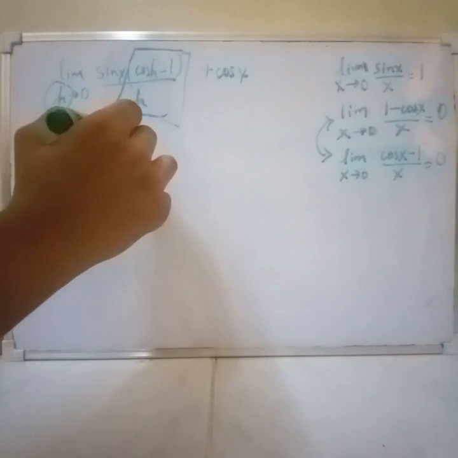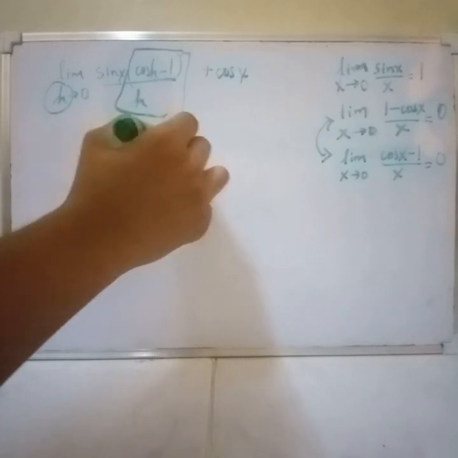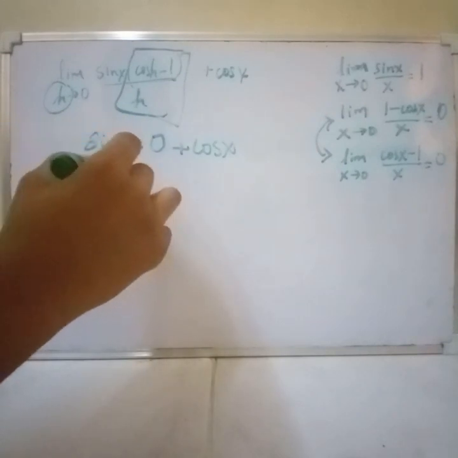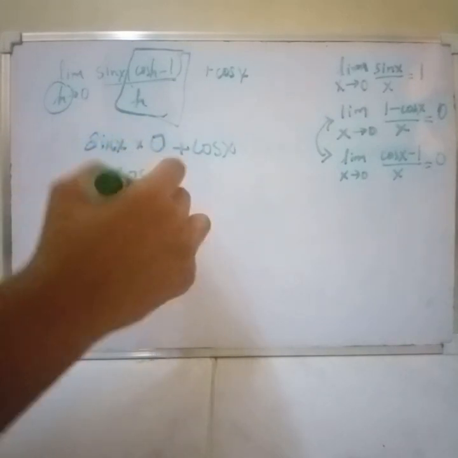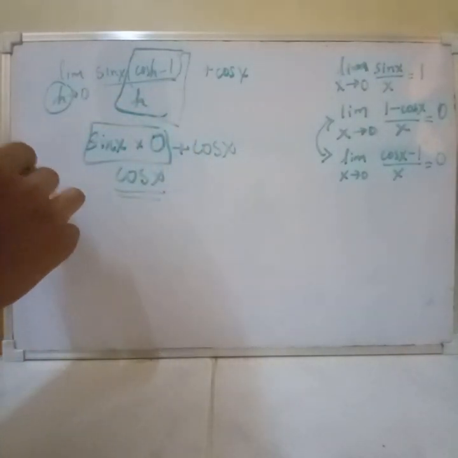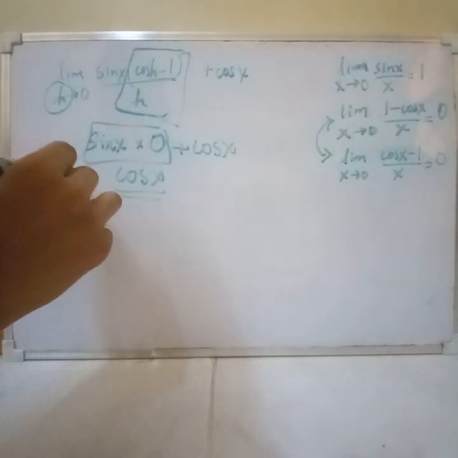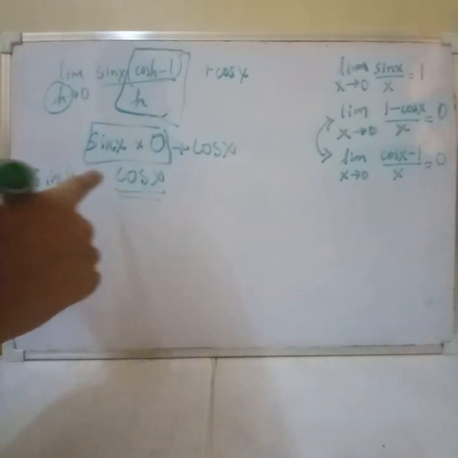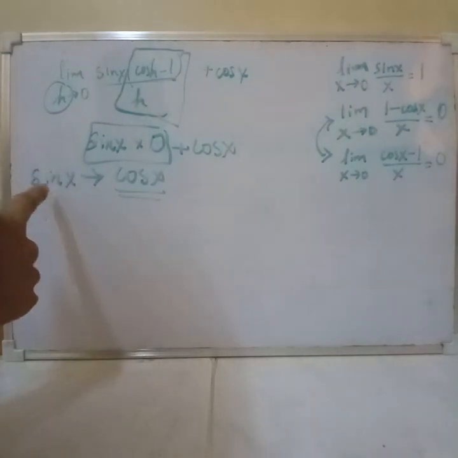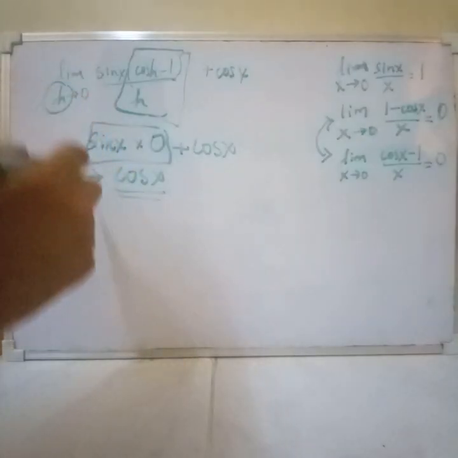So sine x multiplied with 0 plus cos x. So the final answer is cos x. This part will be 0 itself, so only cos x is there. So when we are taking the differentiation of sine x, we are getting the final answer as cos x. So the differentiation of sine x is cos x.